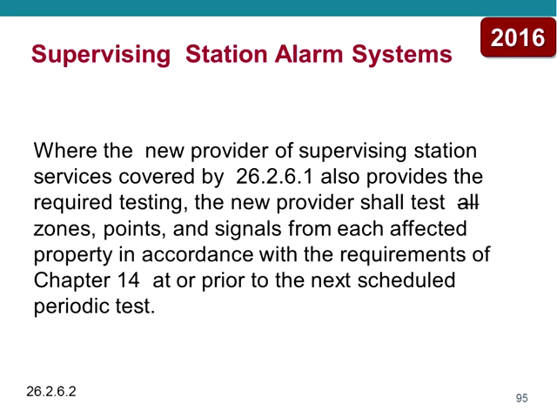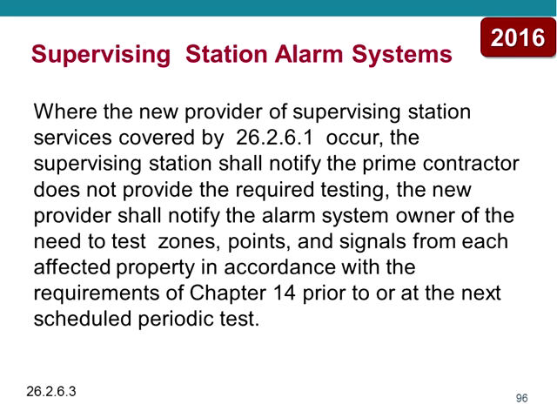Where the new provider of the supervising station services also provides the required testing, the new provider shall test zones, points, and signals from each affected property in accordance with Chapter 14 or at or prior to the next scheduled test. We used to say all, but that would not be appropriate, because if you pick up a system from another company, you don't have to test all equipment. You just have to continue testing as if the service had not been interrupted. So it's a minor change to indicate that we didn't want you to test everything when you pick up a new provider. We just wanted you to test what's needed to be tested at this time, and then keep going.